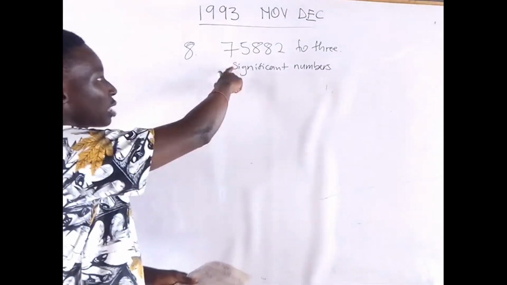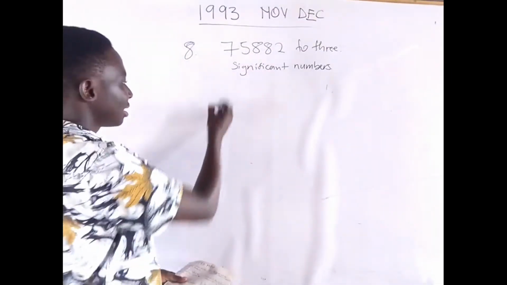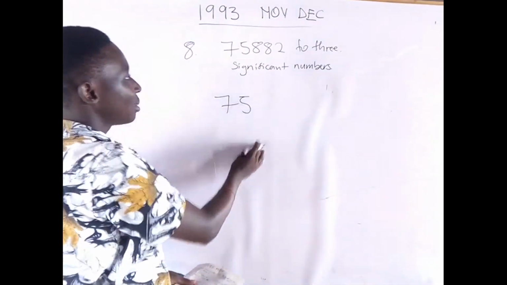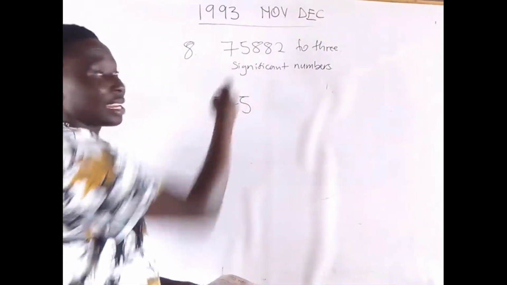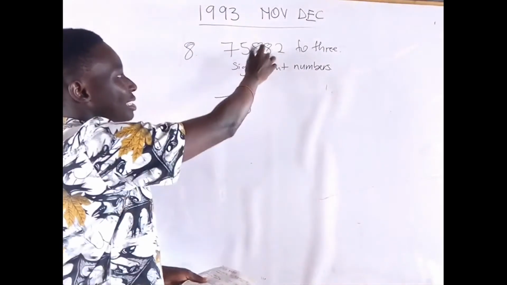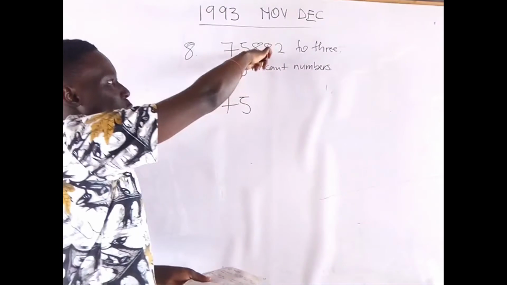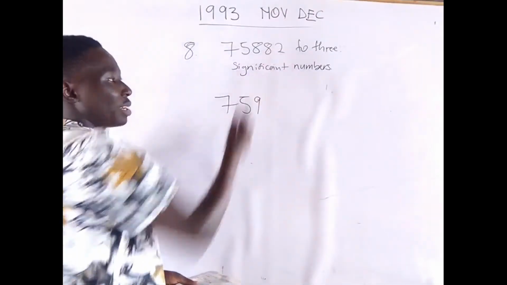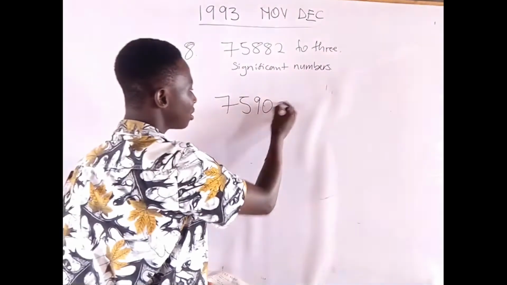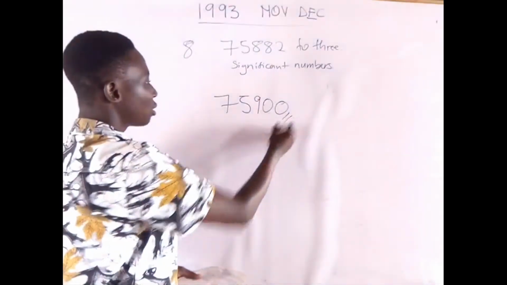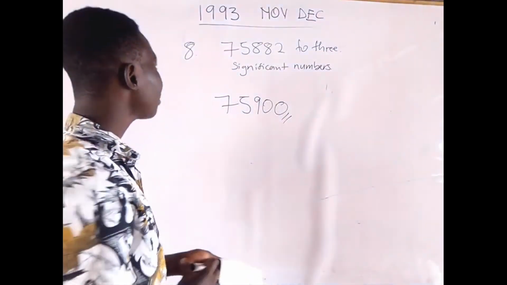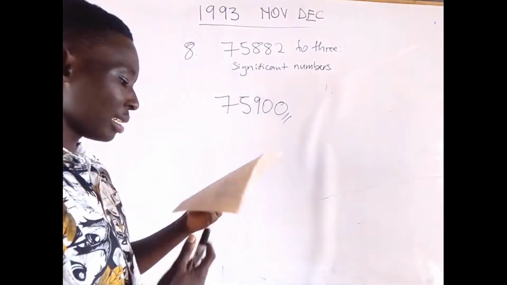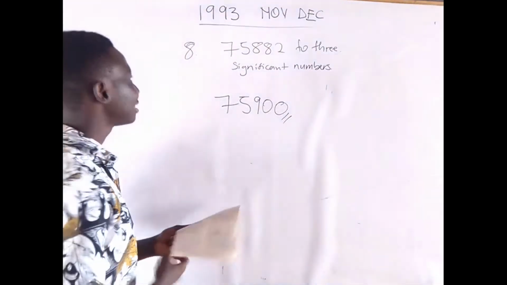So this one you are going to count 1, 2, 3: 7, 5, 8. But the last one, the fourth one, is more than 5. So you're going to round it and then add 1 to 8, making it 9. And then the rest you make zeros: 0, 0. So this is the answer for question number 8. Let's move on to question number 9.